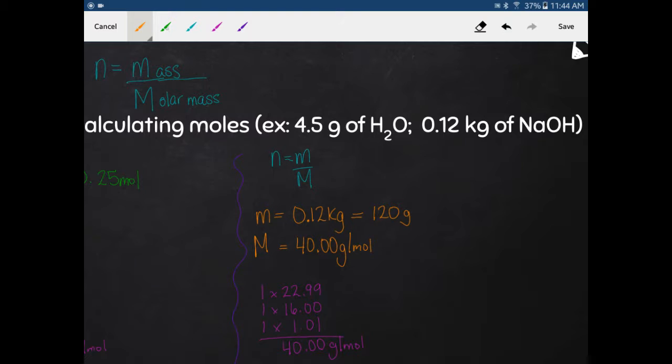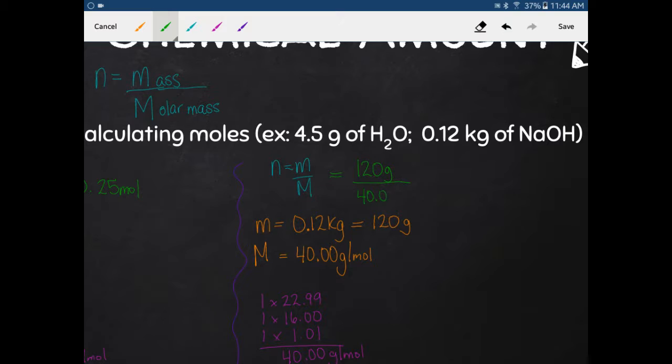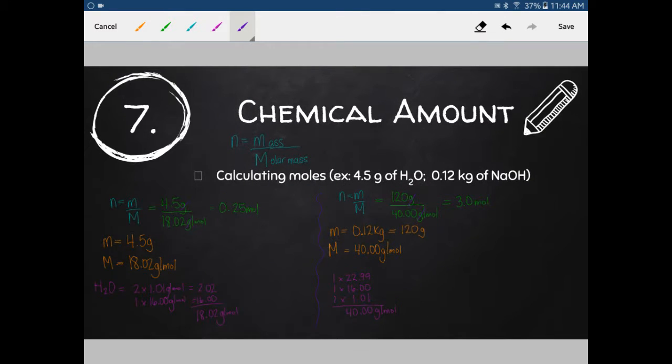Plug this into my equation up here, and I will plug in 120 grams divided by 40 grams per mole. And conveniently enough, that should give me an exact number of 3.0 moles. Again, my units cancel out, grams and grams cancel, giving me moles as my unit for my answer. Okay, so that's the way that we calculate our moles from our molar mass and a mass value.